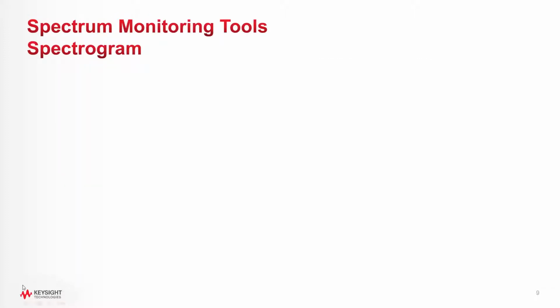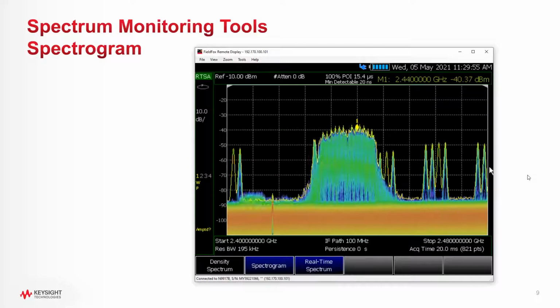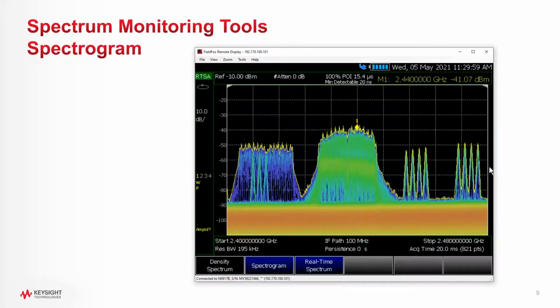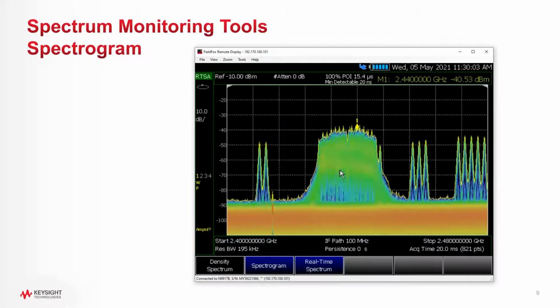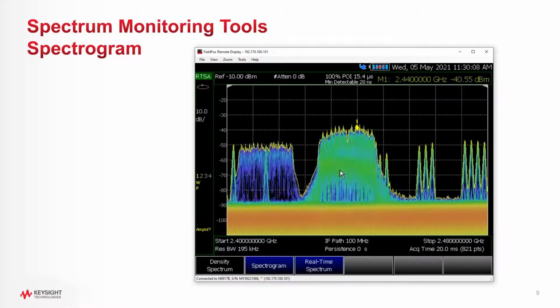So let's go back to the FieldFox now and look at another tool called the spectrogram. In the real-time analyzer, the FieldFox has three modes. It's got the density display, which is what we're looking at right now. The density display uses color to show the different power levels of energy.